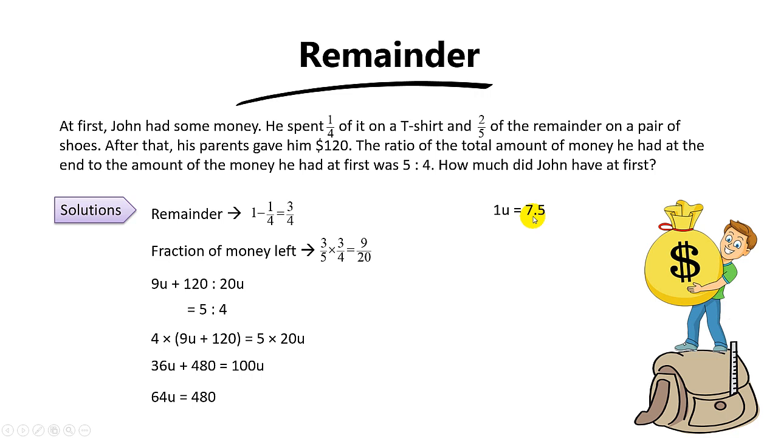Last but not least, to find the amount of money he had at first, you take 20, because he has 20 units at first. 20 times 7.5, you get 150. So the answer will be $150.